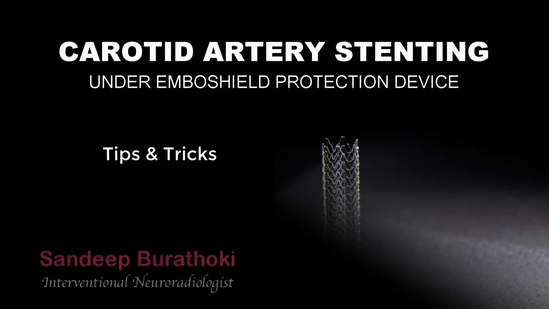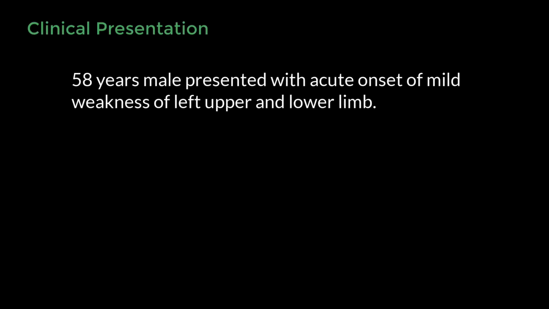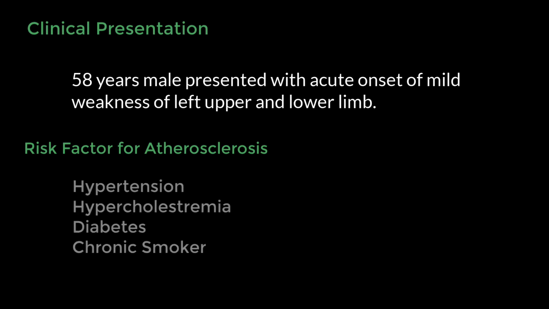In this video, we will discuss challenges and difficulty we faced during one of our carotid artery stenting cases. The patient is a 58-year-old male, presented with acute onset of mild weakness of left upper and lower limb. He has many risk factors responsible for atherosclerosis like hypertension, hypercholesterolemia, diabetes, and he is a chronic smoker.